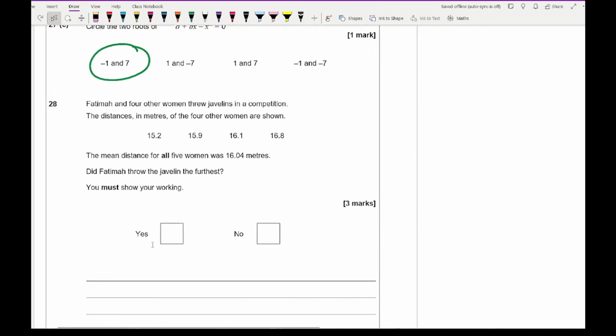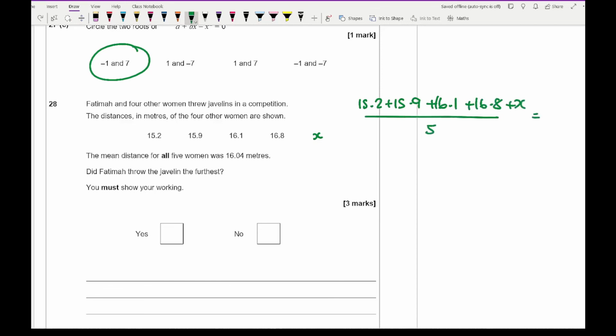Then for question 28, it says Fatima and 4 other women threw javelins in a competition. The distances in meters of the 4 other women are shown. The mean distance of all 5 women was 16.04. Did Fatima throw the javelin the furthest? And you must show your working out. Well, if I just add Fatima's distance as being x, then to work out the average, I need to add those numbers up. So I've got 15.2 plus 15.9 plus 16.1 plus 16.8 plus x, all divided by 5, and that will give me the mean, and they tell me that the answer is 16.04.